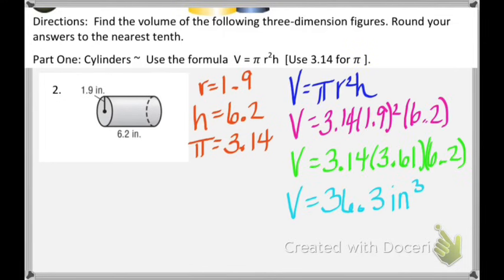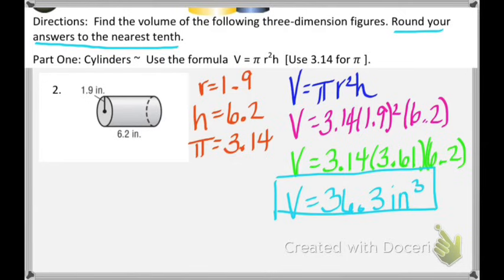Okay, so when I worked it out, I got 36.3 cubic inches. Now, if you notice, you got a decimal number that was much larger than that. But if you read your directions, it said round answers to the nearest tenth. So the tenth is the first spot after the decimal place. And so I got 0.27. That 7 made that 2 round up to be a 3. So my answer here is that the volume of the cylinder is 36.3 cubic inches.